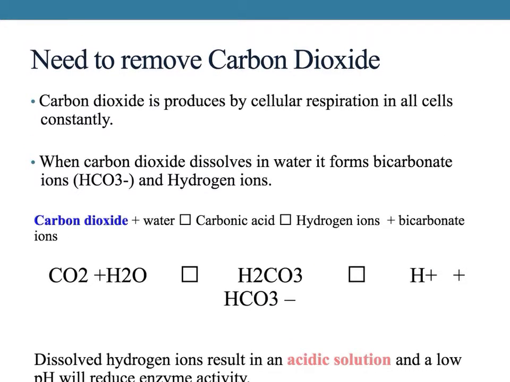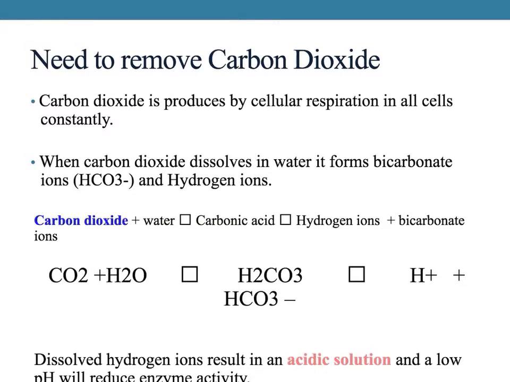The need to remove carbon dioxide, we talked about the other day. Carbon dioxide is produced by cellular respiration in all cells constantly. When carbon dioxide dissolves in water, it forms bicarbonate ions and hydrogen ions. My formatting there has gone wrong, but I think you can fill it in. Carbon dioxide plus water produces carbonic acid, which produces hydrogen ions and bicarbonate ions. We saw this equation the other day.